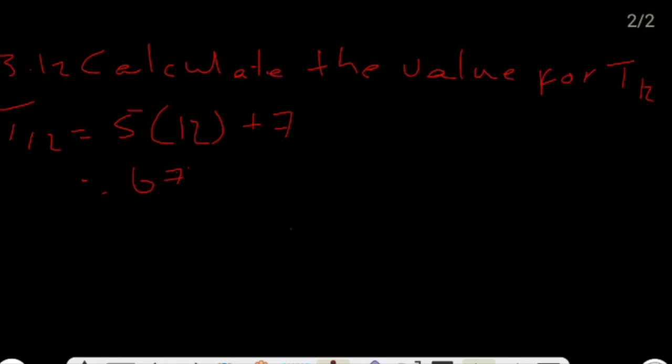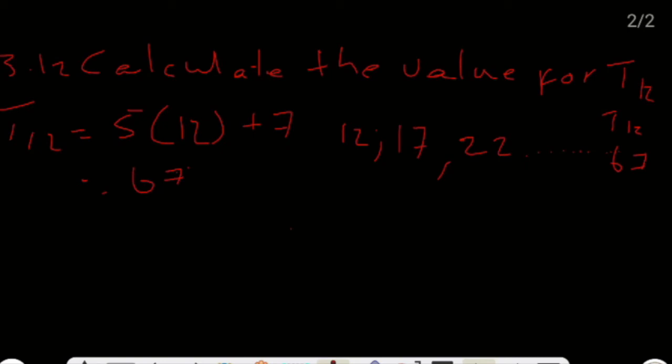Meaning, if you start counting from the first term, which is 12, second term, which is 17, third term, which is 22, and you go on and on until the 12th term. The 12th term, T12, would be 67. That's how you actually try to interpret your answer.